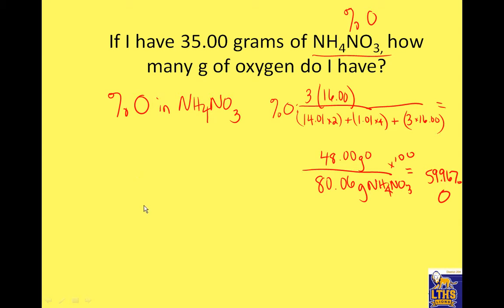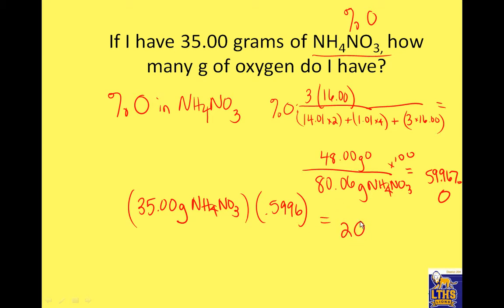All right. Well, if I have 35 grams of the compound, and I know that a certain percent of it is oxygen, I multiply, and I change my percent to decimal, 0.5996 oxygen, then 59% of the mass comes from oxygen. So you get 20.94 grams of oxygen in that compound.